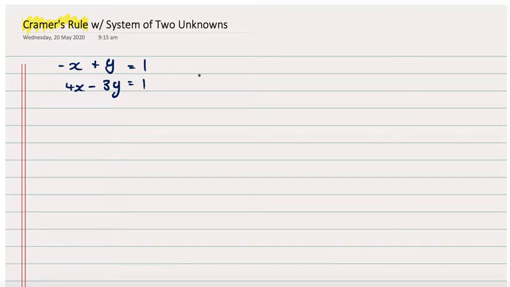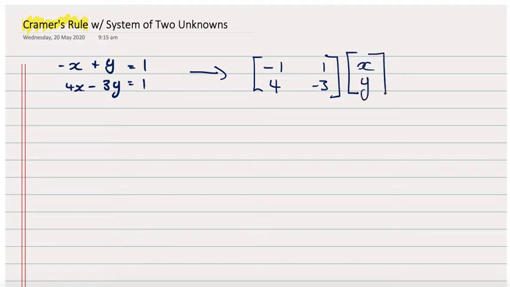So consider if we want to change this over to a system represented by a matrix, we can say that on the left here we'll have our coefficients of x, so -1 and 4, and our coefficients of y, 1 and -3. And building the rest of the system up, we've got our variable x and our variable y. If we multiply these two matrices together, we'll get the left-hand side of this equation. Then on the right-hand side, we've got our constants of 1 and 1.